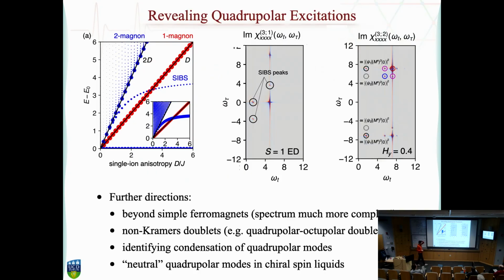For the directions, I showed you just a ferromagnet here. We're currently looking actually at more complex magnets. I just presented this here, and you can actually see the same thing in iron iodide, which is a famous triangle lattice spin 1 compound. You do the same calculation. You see a similar sequence of peaks here, and again, it tells you about the quadrupolar nature. The non-Kramers doublets would be interesting, whether there is no dipolar character, purely quadrupolar, octupolar, and certain things like condensation and maybe even more exotic quadrupolar modes.